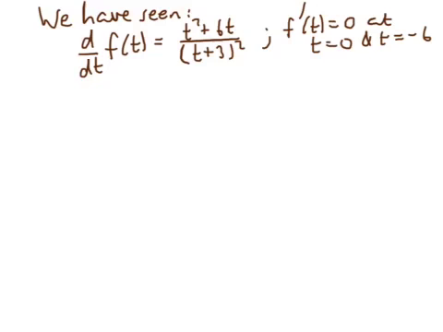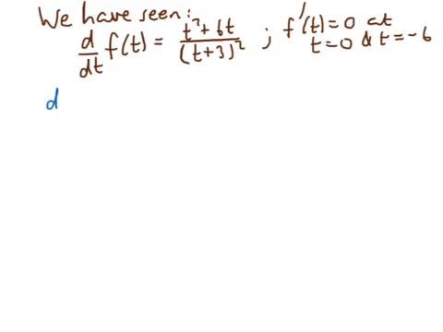So what we've seen on the previous slide was that the first derivative of our function is t squared plus 6t over t plus 3 all squared. And we've also seen that the first derivative vanished at t is 0 and t is minus 6. What I now want to do is to calculate the second derivative of the function, in other words the derivative of this, and then just check its sign at t is 0 and at t is minus 6.